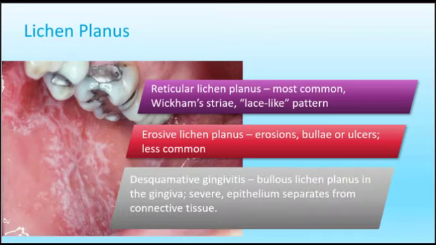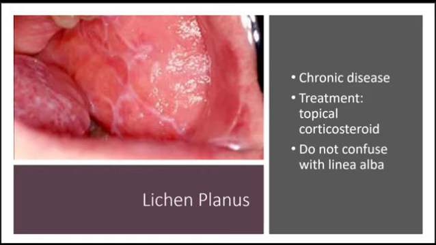And then we have desquamative gingivitis, which is a bullous lichen planus presented in the gingiva. This is a very severe condition where the epithelium separates from the connective tissue. We see desquamative gingivitis in several conditions, which we're going to discuss in just a little bit. Lichen planus is a chronic disease, and it's treated with topical corticosteroids. The lace-like webbing appearance is an important distinction to help you not confuse this with linea alba.